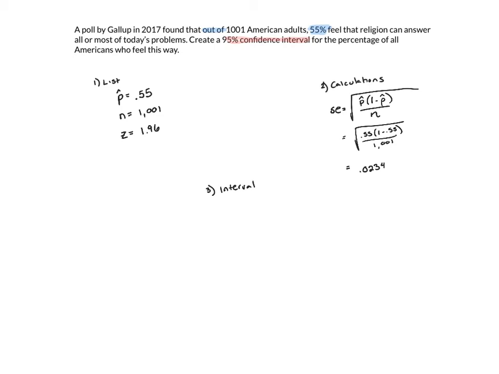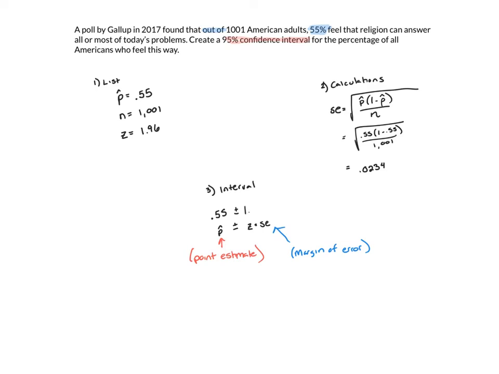Final step is to find my interval. To find my interval, I take p hat, which is 0.55. This is once again my point estimate. It's the single value I think represents my population well. I know, however, it's not going to be exactly 55% of all people who feel this way. So I take my single value, my point estimate, and I put plus or minus my margin of error. My margin of error is my z-score times SE. That is how many standard deviations I need to go out times my standard deviation estimate.